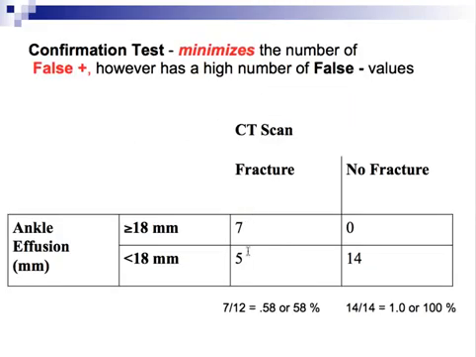So our contingency table looks like this. If we look here, in the no fracture category, our false positives go to 0, so that's 100%. And in this case our false negative rate now has increased. Okay, so this is a confirmation test where the benefit to the patient is really knowing for sure that they have a fracture.